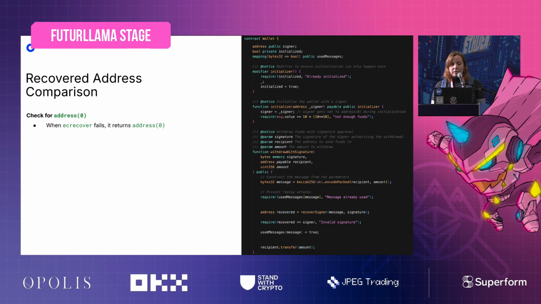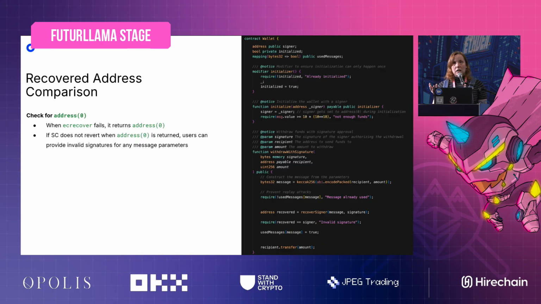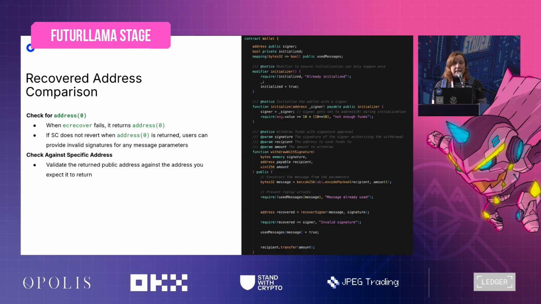First off, with recovered address comparison, when you use EC Recover, it doesn't automatically revert if you give it an invalid signature. It returns address 0. So if you don't have any checks within your smart contract that check to see that it's not address 0, then you're now allowing an invalid signature to be passed through your smart contract, which can allow basically any message to be passed. Even further than that, though, you don't want to just check that it's not address 0, you want to check that it's the intended address.